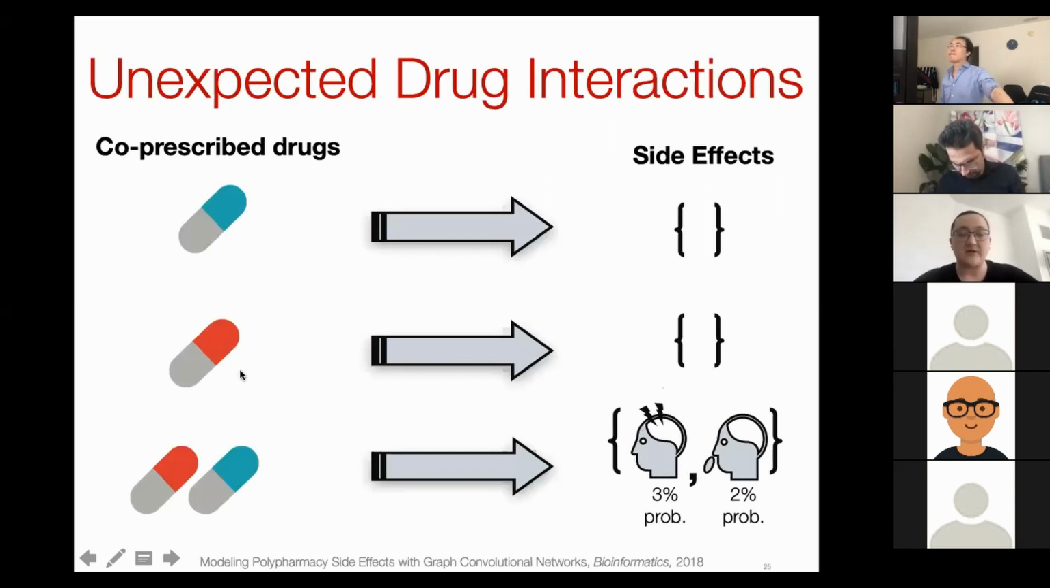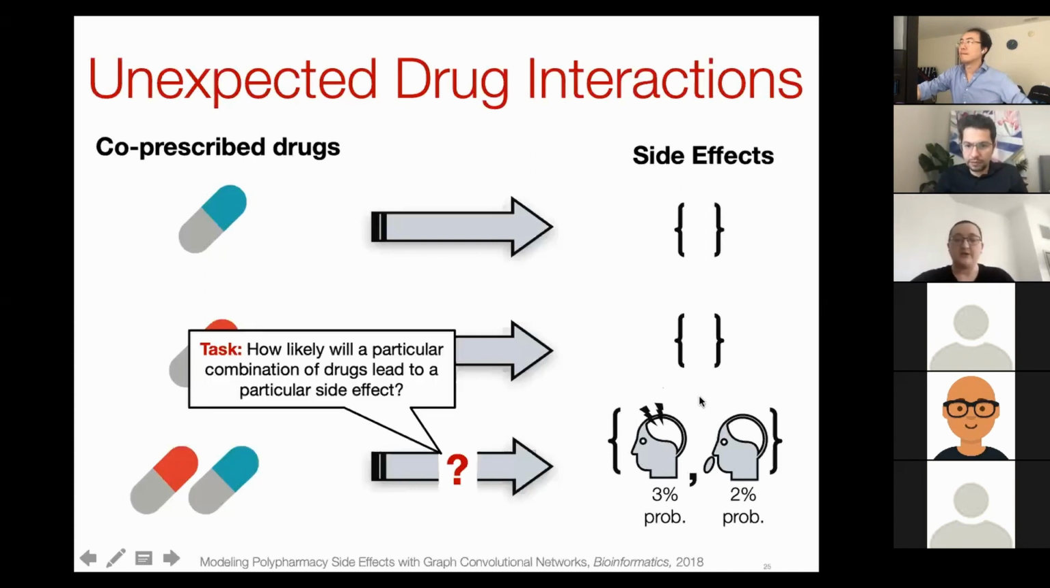And why does this indicate an unexpected interaction between drugs? Because if the effects of the blue and red pill were completely independent, then we would not expect to see these adverse events in patient populations that take the red and blue pill together. So the question is, how can we use our graph neural networks to predict how likely a particular combination of drugs is to lead to a particular side effect?